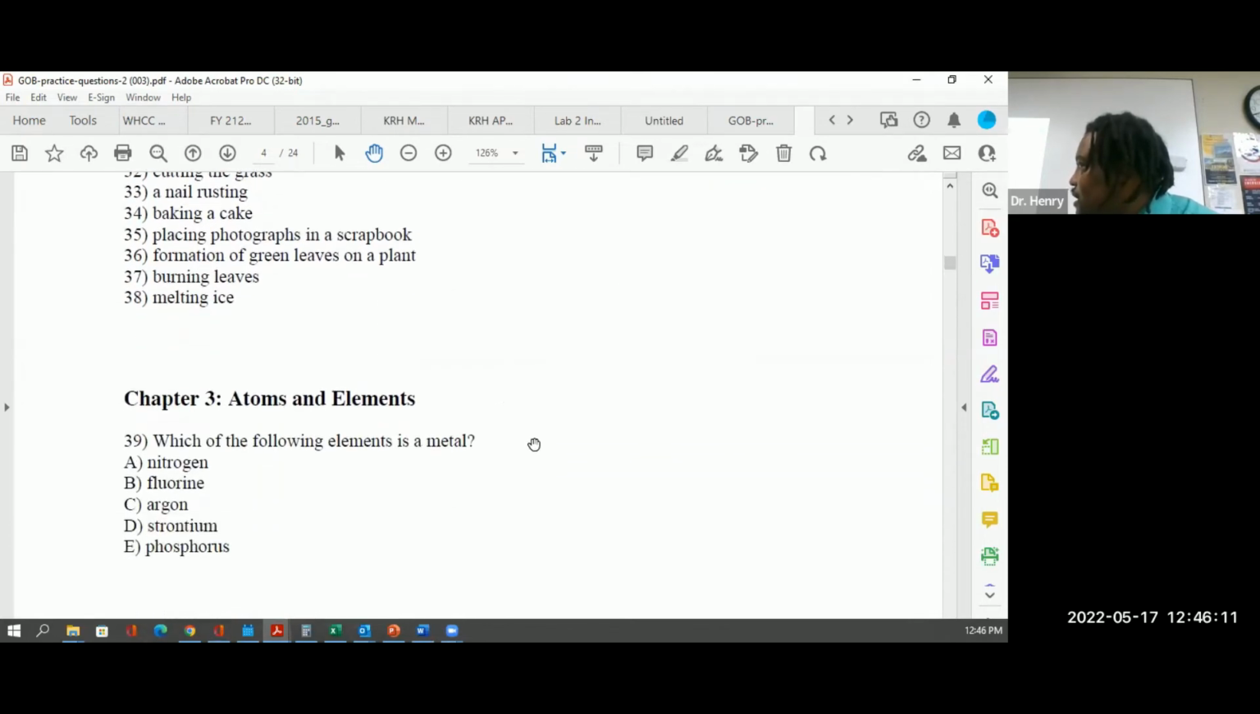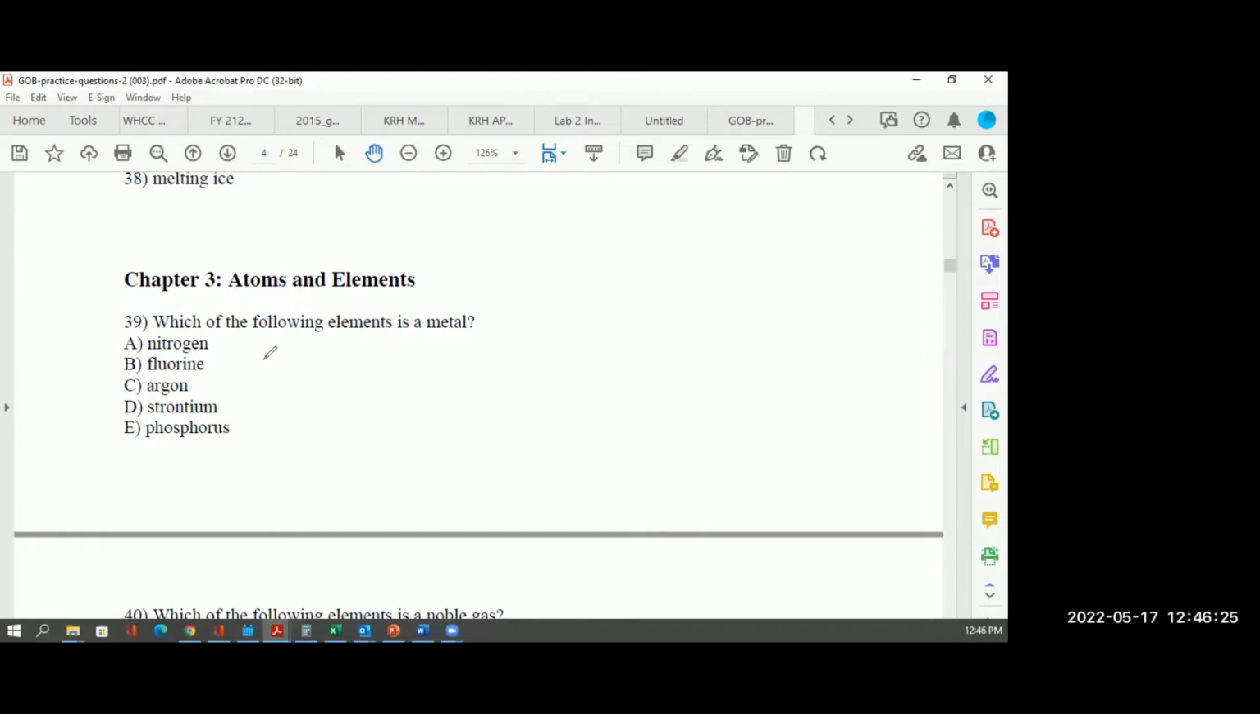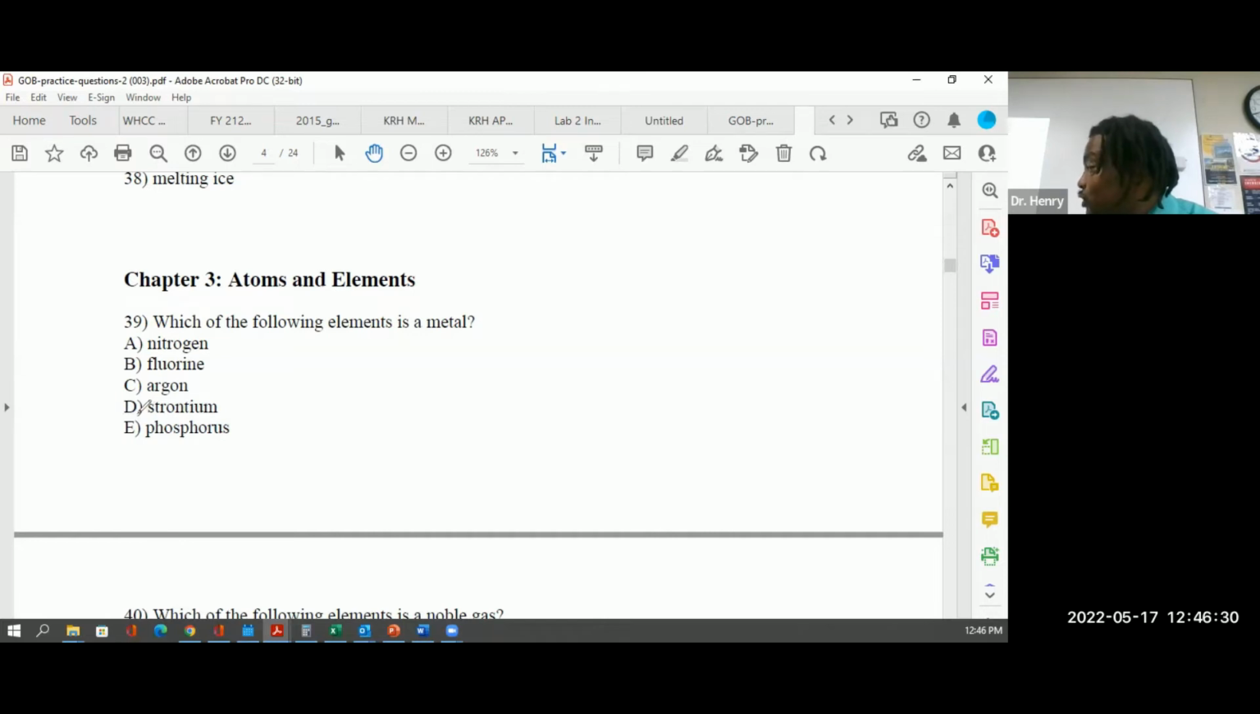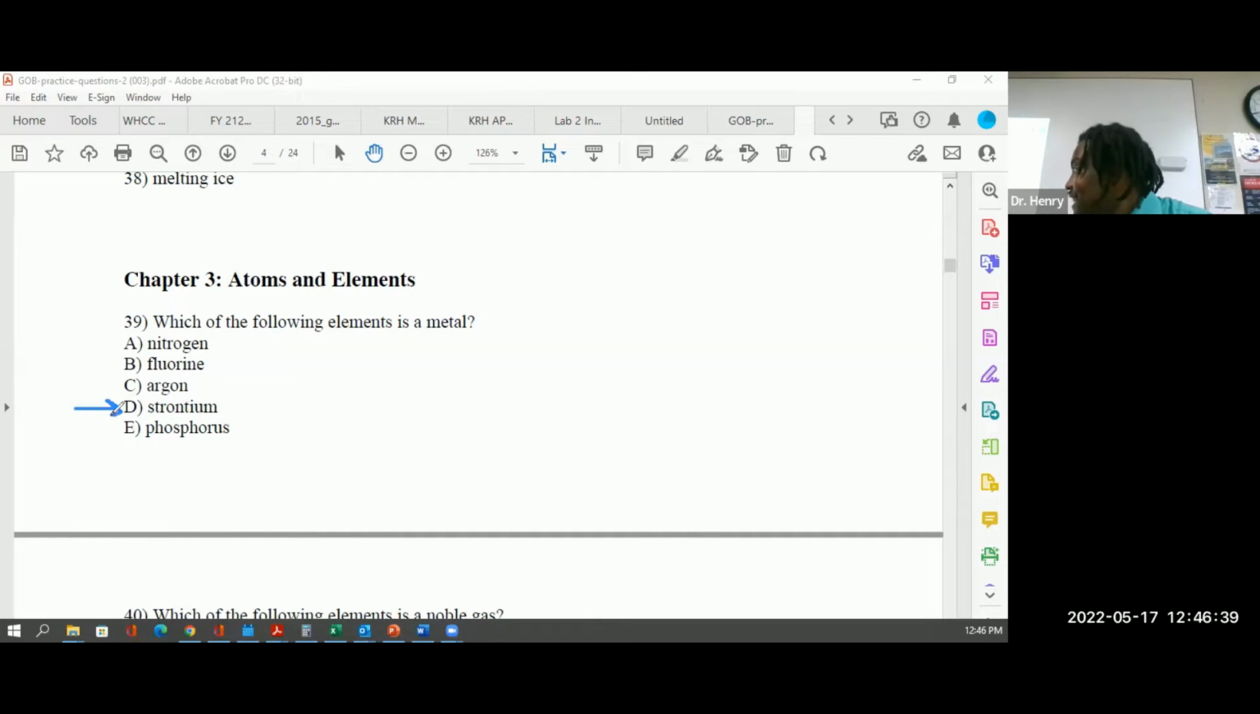Same type of questions. Okay, so which of the following elements is a metal? Would it be E? Phosphorus, or did you say E as in Edward? Nope. D. It's D. Strontium is a metal. That is correct. D as in donkey. Phosphorus is a non-metal.